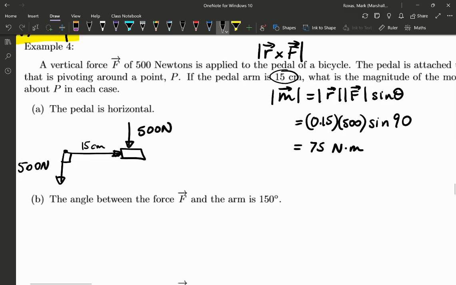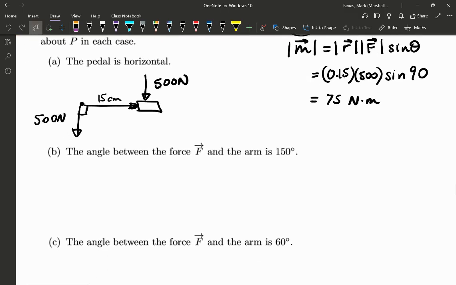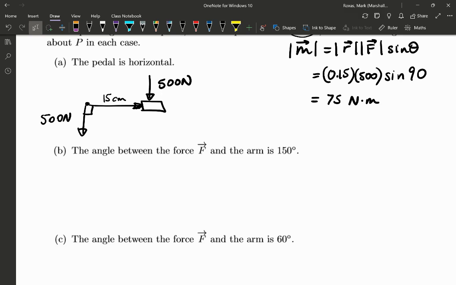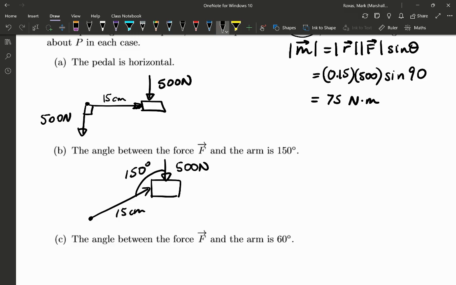Okay, and then part B says the angle between the force F and the arm is 150. So let's say I have the arm here now. Here's my pedal, and I'm still putting 500 newtons on that pedal, and the 15 centimeter arm is still here. The angle now between the two vectors is 150. Okay, and so that just adjusts the moment calculation. The moment is equal to 0.15 times 500 times the sine of 150 degrees, and that is going to give you a moment magnitude of 37.5 Newton meters.